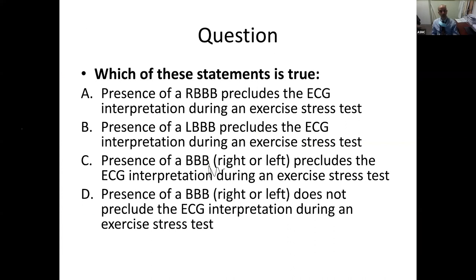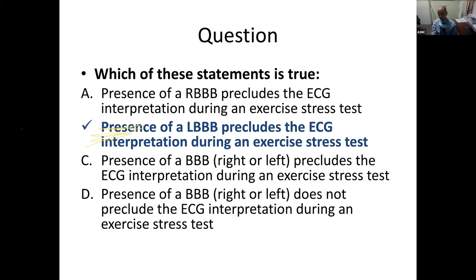So my next question, which of these statements is true? A, presence of right bundle branch block precludes the ECG interpretation during an exercise stress test. B, presence of a left bundle branch block precludes the ECG interpretation during an exercise stress test. C, presence of a bundle branch block, right or left, precludes the ECG interpretation during an exercise stress test. D, presence of a bundle branch block, right or left, does not preclude ECG interpretation during an exercise stress test. And I see the overwhelming majority of responses is B for left bundle branch block. And indeed, you are right.